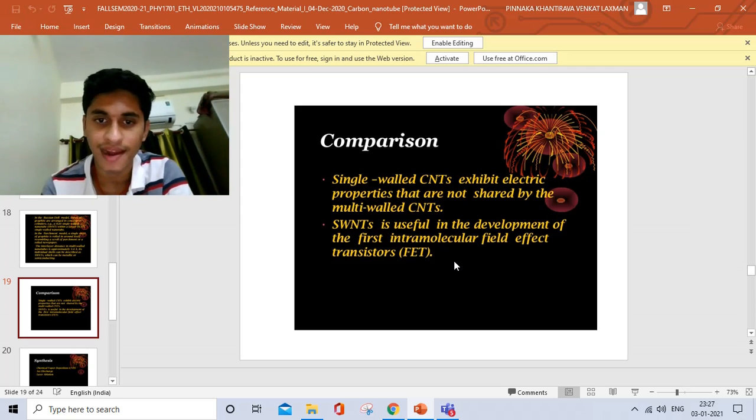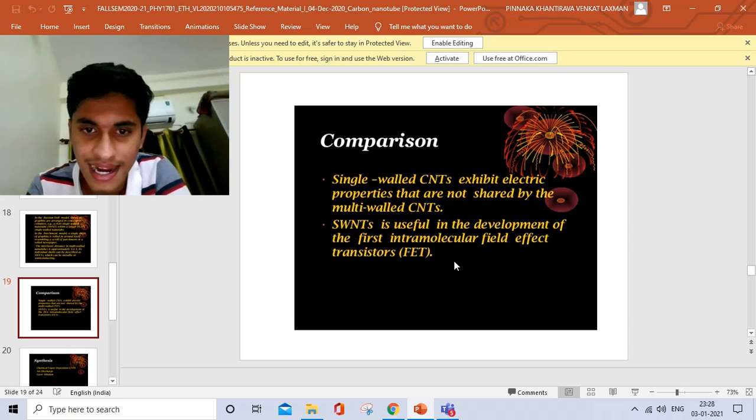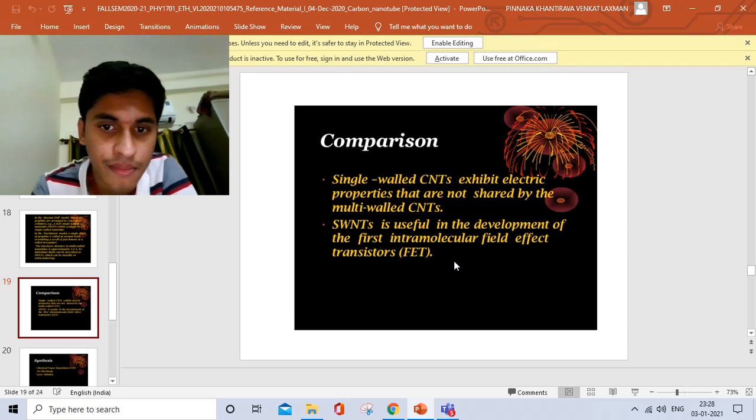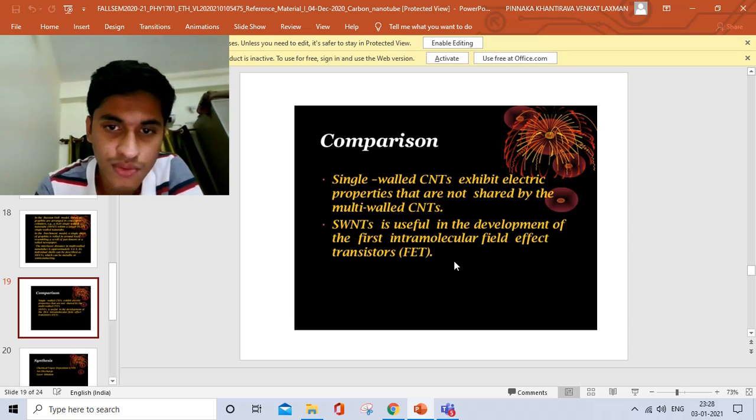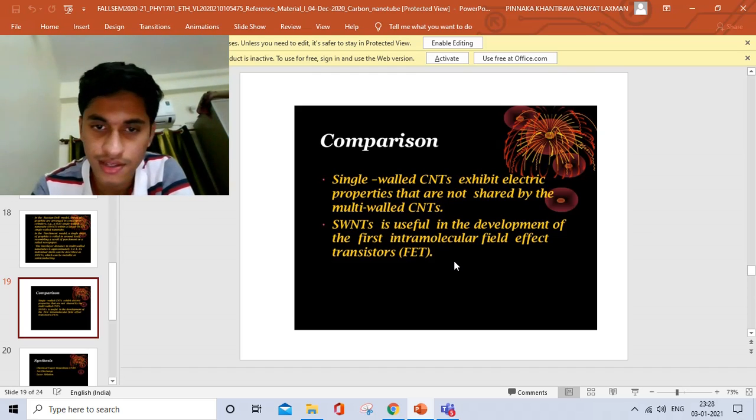And finally, the comparison between single walled and multi-walled. Single walled carbon nanotubes exhibit electric properties that are not shared by multi-walled carbon nanotubes. As I said, the main comparison between single walled and multi-walled carbon nanotubes is that there will be a lot of difference in the electric properties. That should be noted in the comparison between the two.